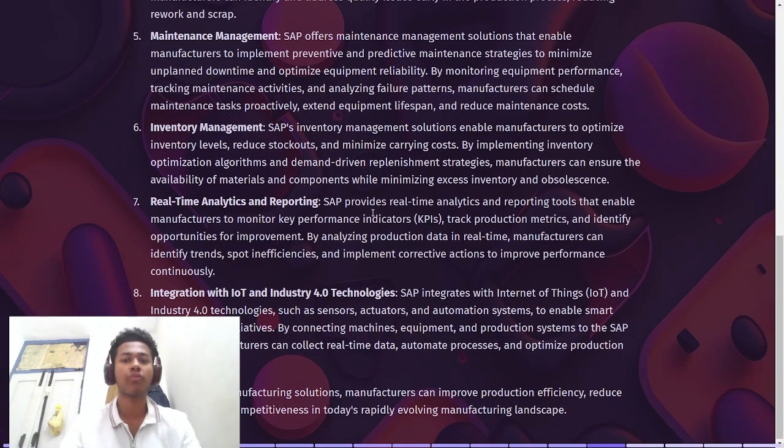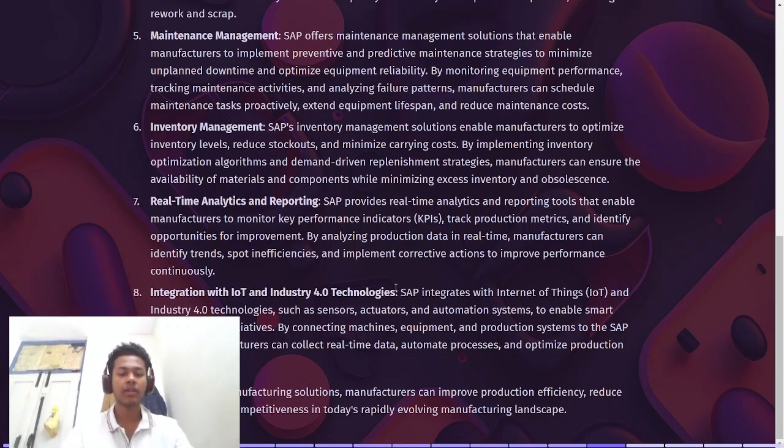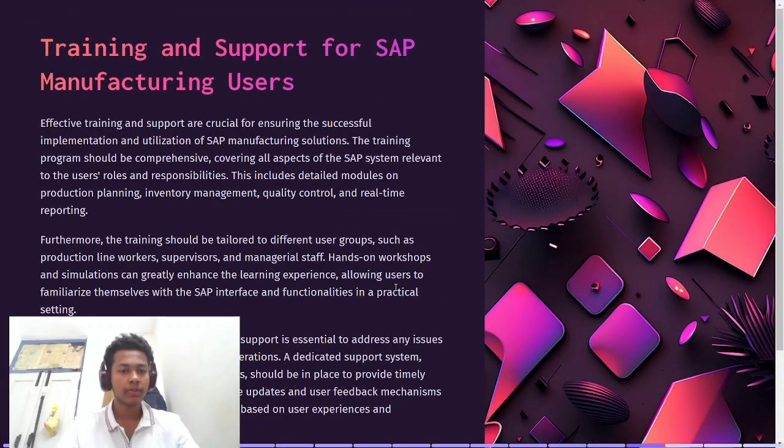Real-time analytics and reporting. SAP provides real-time analytics and reporting tools that enable manufacturers to monitor key performance indicators, as we have discussed before. Okay, integration with IoT and Industry 4.0 technologies. So everything has been moving in terms of technology and AI. IoT is Internet of Things, which is basically smart activities and smart devices that will help you to make the process easier, automate the process. So let's go to the next slide.